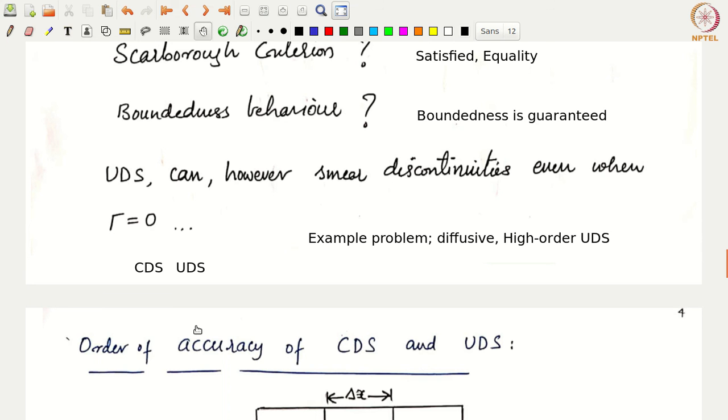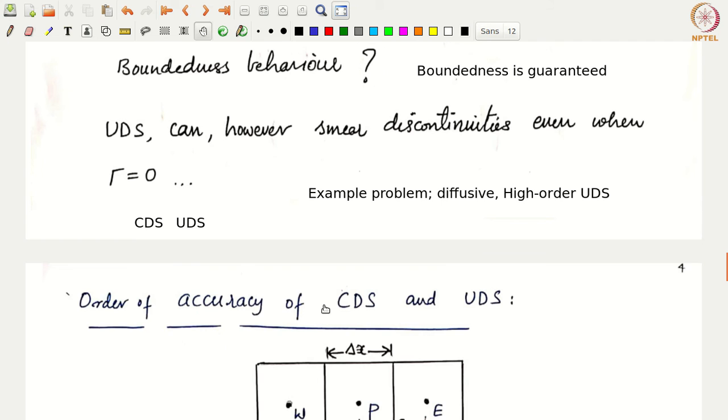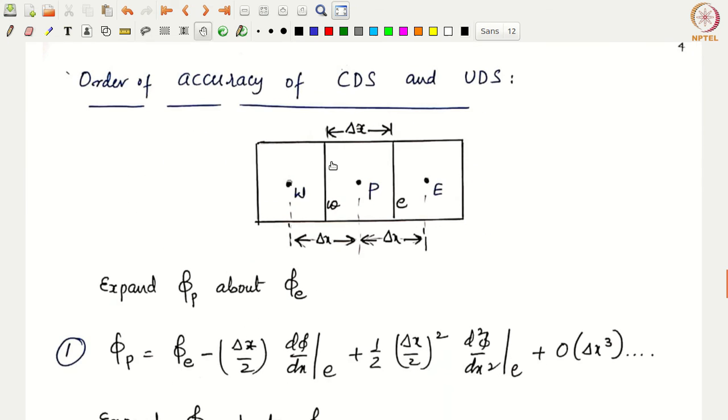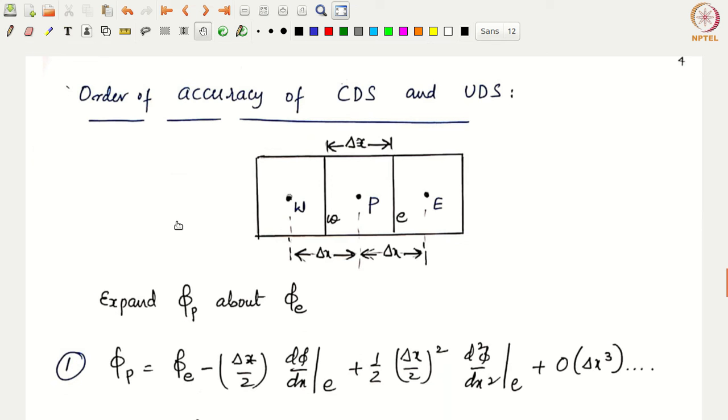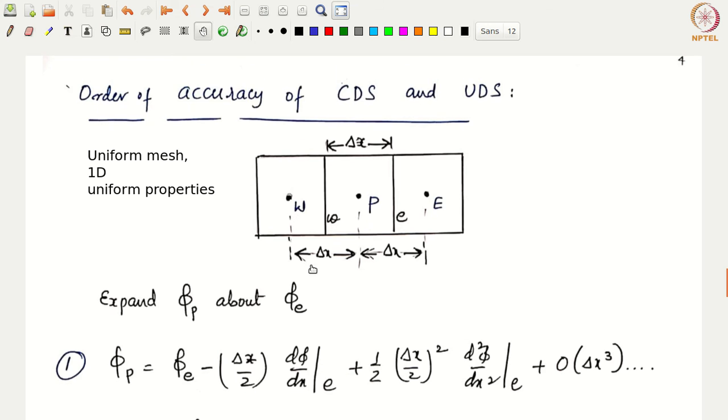Let us move on to the next concept. We have not actually looked at the order of accuracy of the central difference scheme and the upwind difference scheme. For this I would resort to a uniform mesh, and a one-dimensional problem with uniform properties. So we have a 1D problem with uniform mesh, that is delta x is the same for all the cells, and then we have the P cell, east cell, W cell, and the east and west faces here.